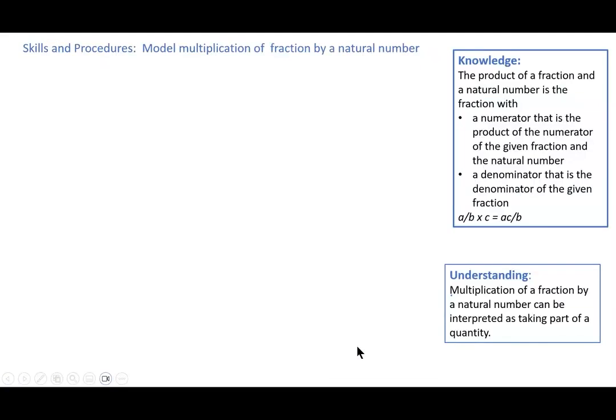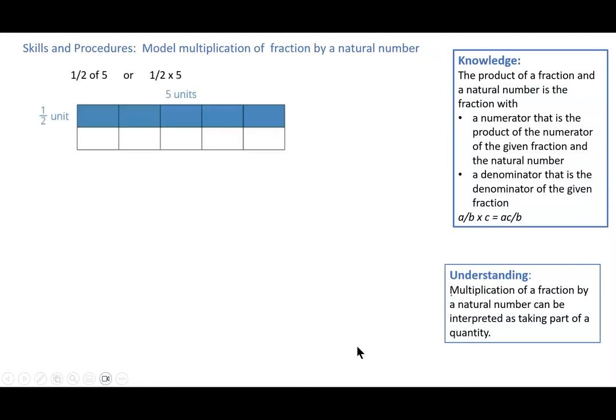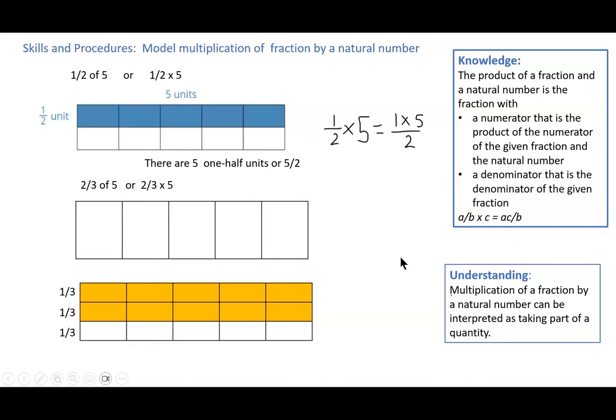And then you can go through the slides. You'll see the whole one here. I'm showing you visually what multiplying a fraction by a whole number or a natural number looks like, what that means. And then I add the symbolic, and then I've got another one for you here. So you can go through that. And I always try to put the knowledge and understanding statement that goes with this particular visual that I'm showing you.